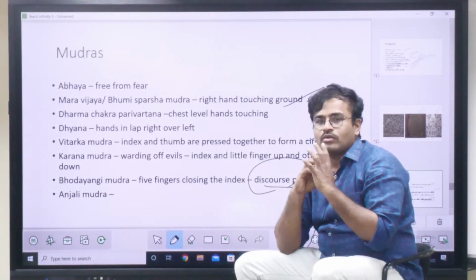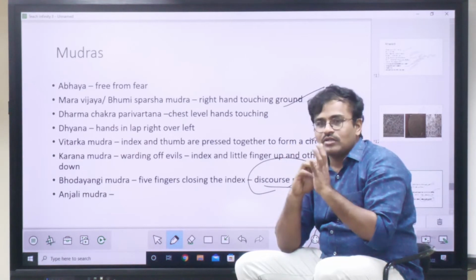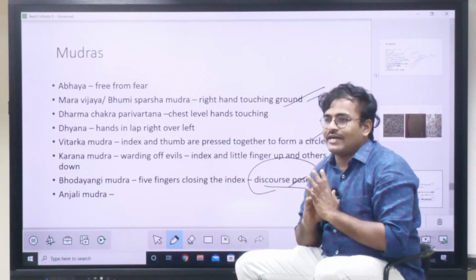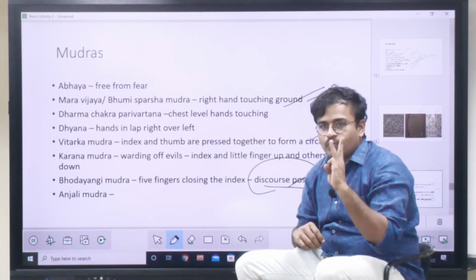This way, left and right hand, they're touching each other in a complicated pose. It's not required for us. Just remember that at chest level, if left hand and right hand are touching, then this is also a pose for teaching of Buddha. Three discourse poses you see.